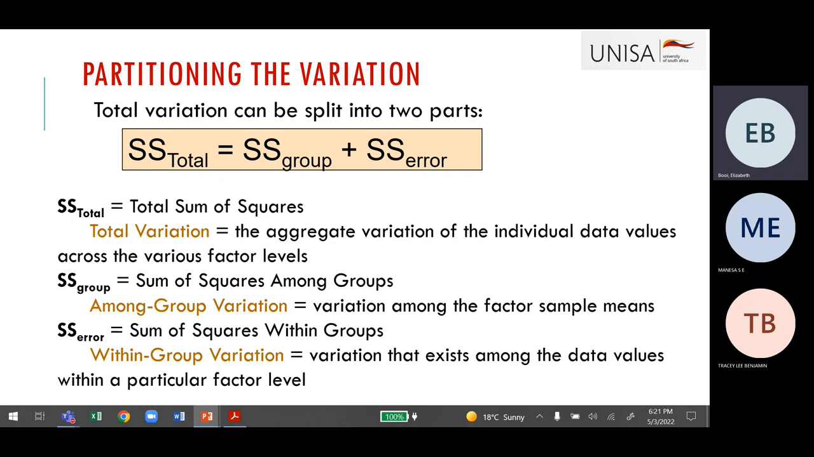Then, because it's split into two, it's split into the group and the errors, because there will be some marginal errors in between. So the SS group, also referred to as the sum of squares among the groups, or the among group variation, is just the variation among the factor sample means. And then the errors, which we can call the sum of squares within the groups. I will show you just now, I'll demonstrate how each one plays a role. The within group error, which we can also call the within group variation, is the variation that exists among the data values within a particular factor.